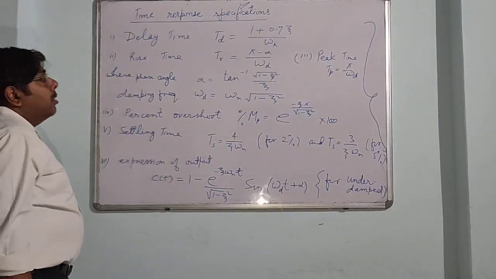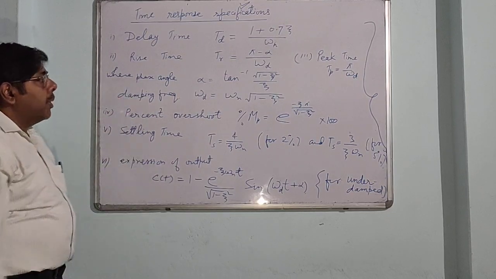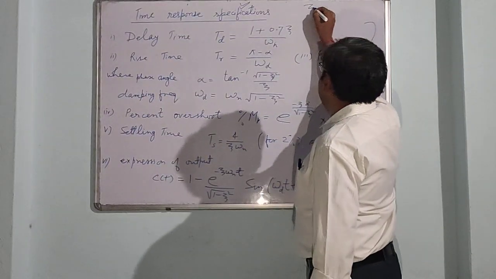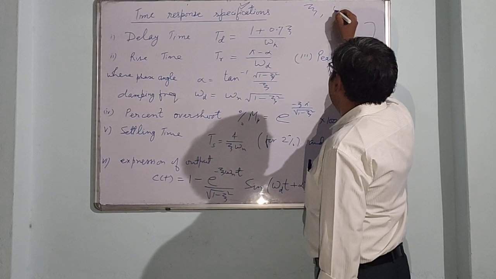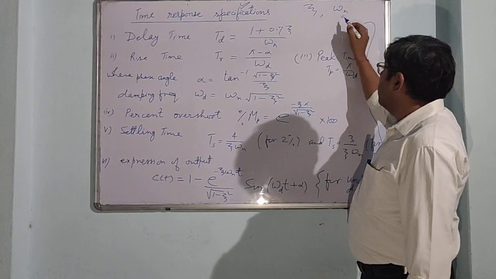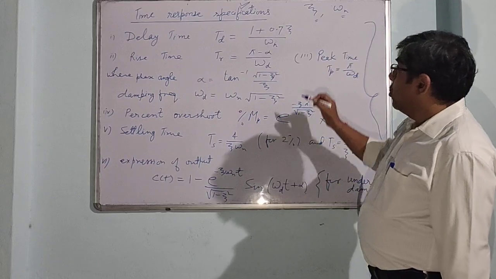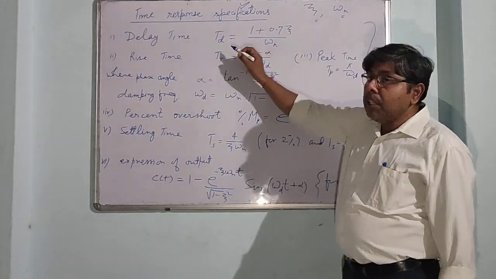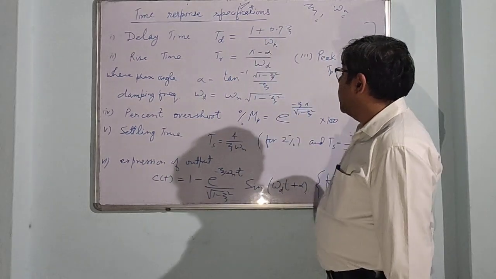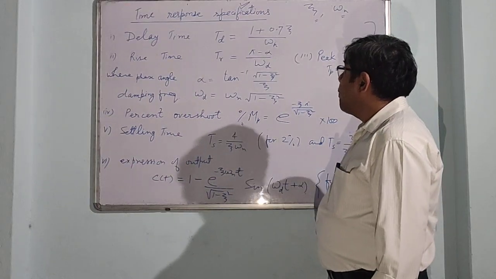You can calculate delay time, rise time and other parameters by calculating these two parameters, zeta and omega n. Omega n is the natural frequency. This is the damping factor. So first one is the delay time, Td, which is equal to (1 plus 0.7 zeta) upon omega n. So this is the delay time.